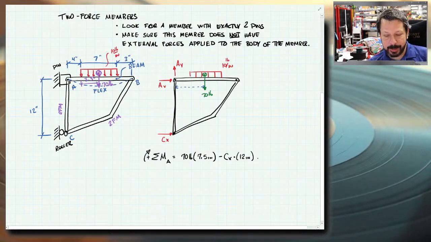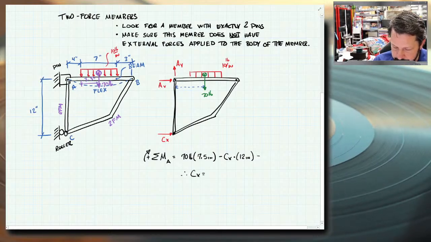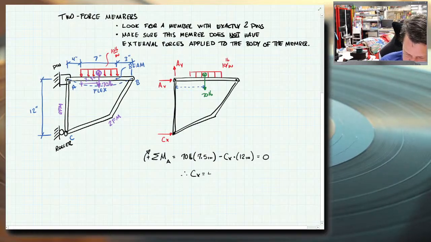Both AX and AY point directly at point A. So their line of action intersects point A, so they have no moment arm. So I could get a result here. Oh, these equal 0. I didn't write equals 0. Therefore, CX equals, it's going to be positive. So that means I drew the arrow for CX the right way. 70 times 7.5 divided by 12. 43.75 pounds.